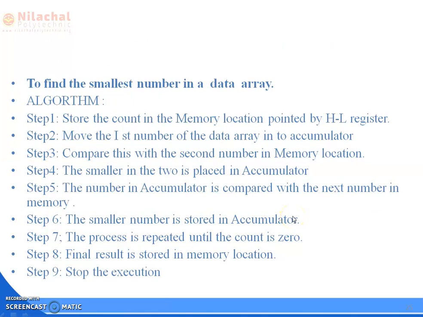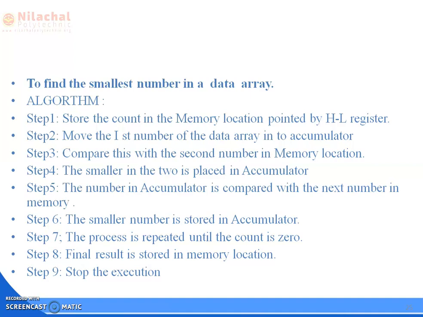Next, to find the smallest number in a data array, the algorithm is as follows. Step 1: store the count in the memory location pointed by the HL pair. So first we have to store the counter value. Step 2 is to move the first number of the data array into the accumulator. The first number is stored in the accumulator.